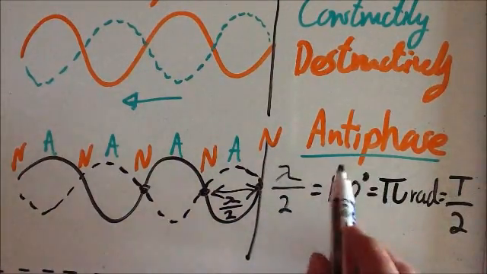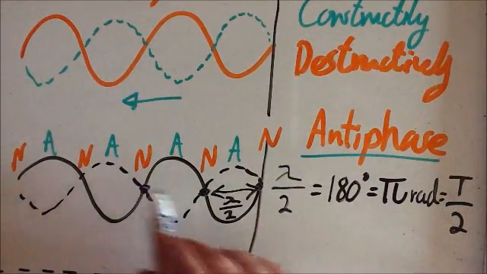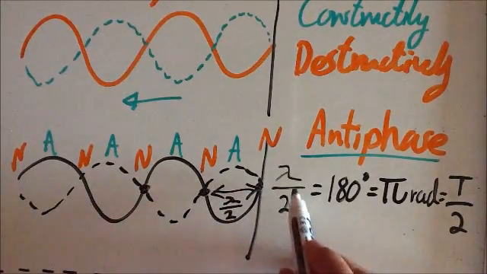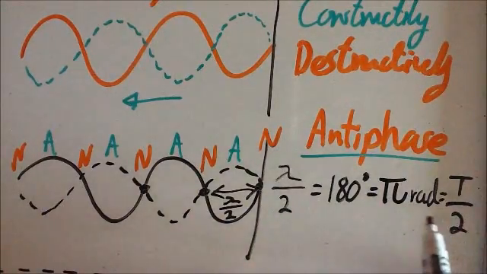But if the waves meet and destructively interfere at these points here, they are out of phase at these nodes, these stationary node points, by half a wavelength, 180 degrees, pi radians, or half of the time period.